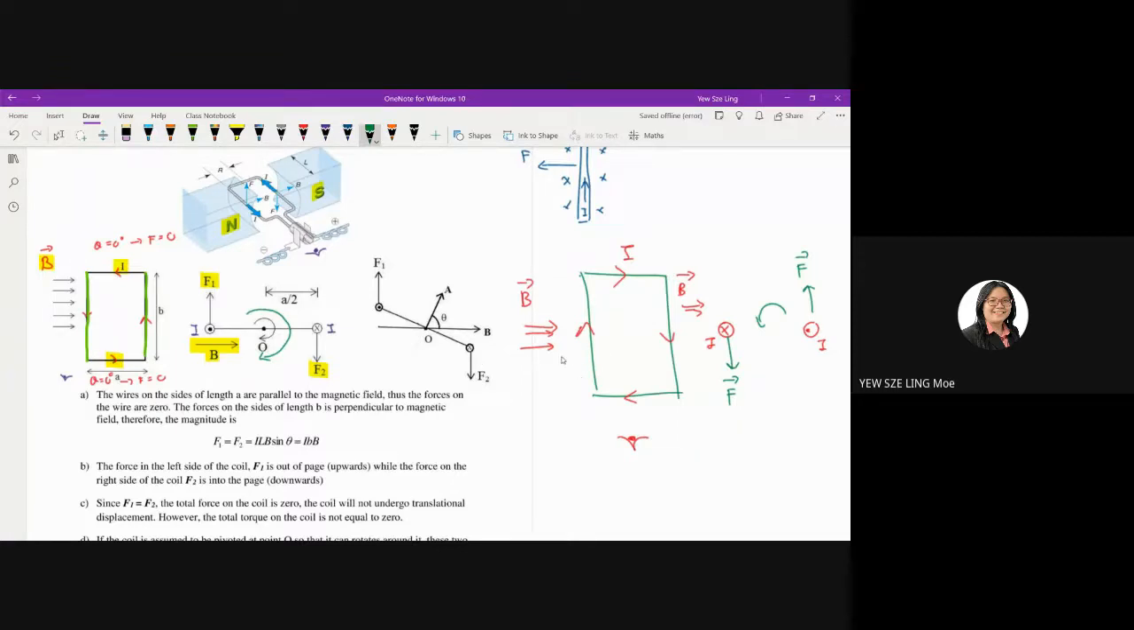Then you determine the directions of the force on both sides of the coil. The upper part and the lower part is not that important because the total force exerted on these two parts is equal to 0. So it won't affect the directions of the rotation, all right?